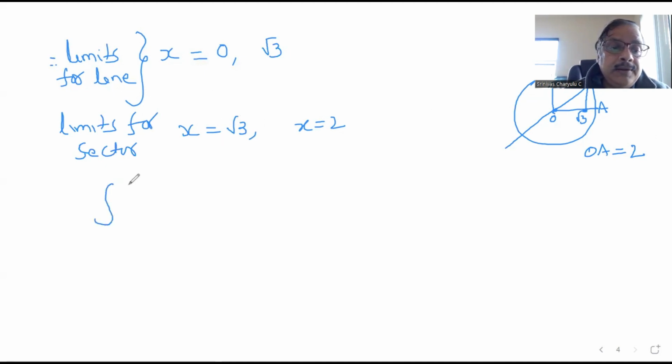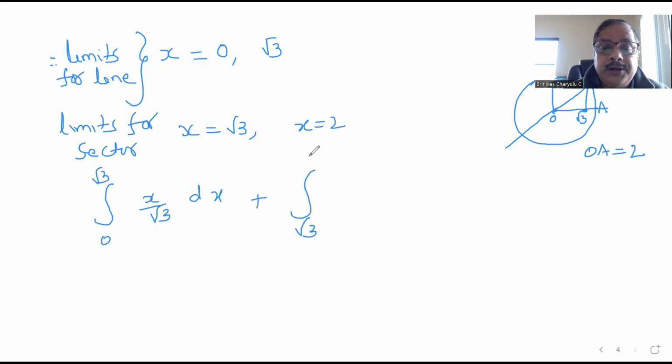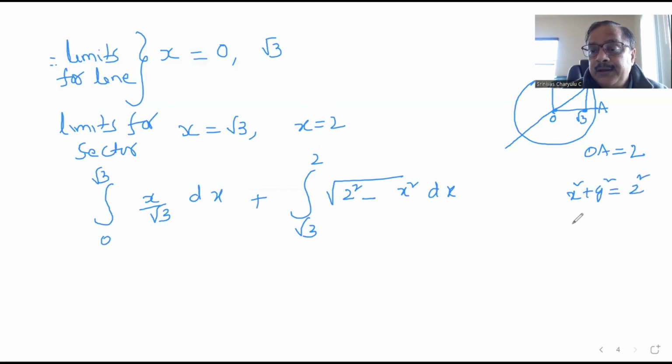So the total area is the sum. What are the both areas? One is integral of x by root 3, 0 to root 3, plus integral root 3 to 2 of root of 2 square minus x square dx. Because here, if you observe clearly, x square plus y square is equal to 2 square. So y square will become 2 square minus x square. So y will become root of 2 square minus x square. That is how you got this.